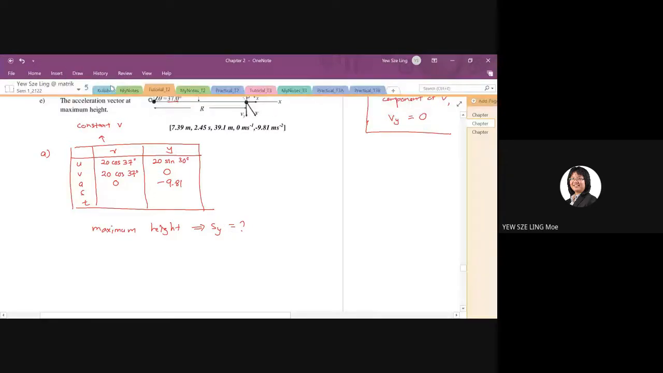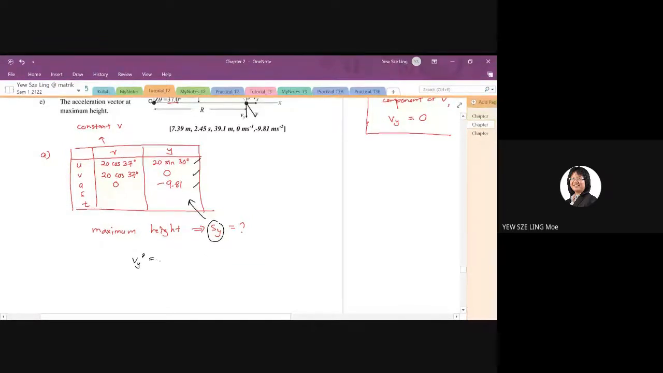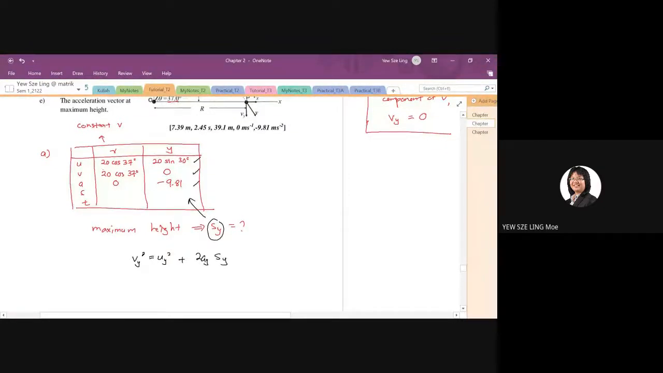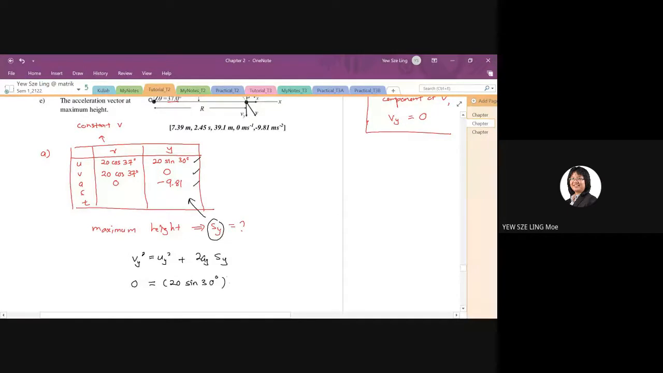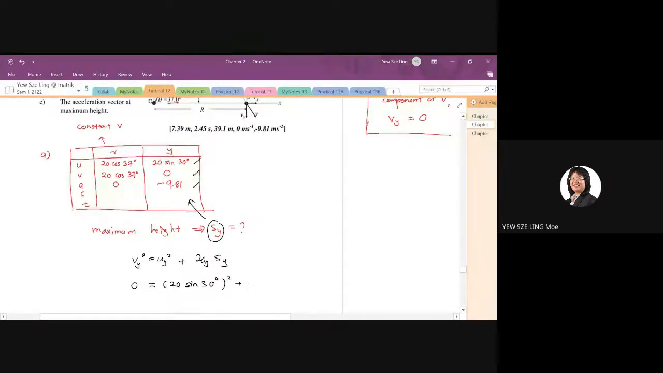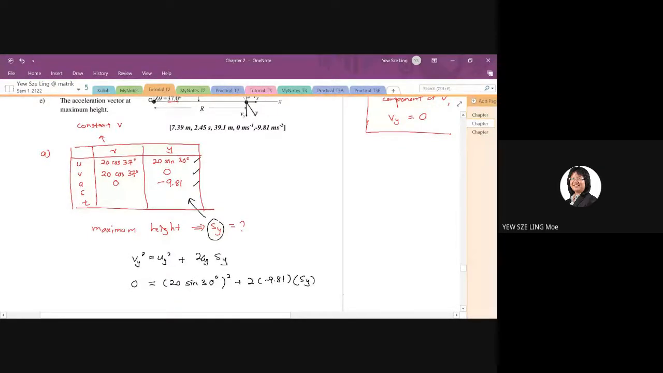Obviously, we have. If you look at the question, now you want to calculate Sy, which means you can only use the information from the Y component. For the Y component, we have U, we have V, we have A, and now we want to calculate S. Therefore, Vy squared equals Uy squared plus 2Ay Sy. So V is 0. 0 equals 20 sine 30 degrees. Make sure your calculator is in degree mode. And then plus 2 times negative 9.81, and then Sy is the thing that we want to calculate.